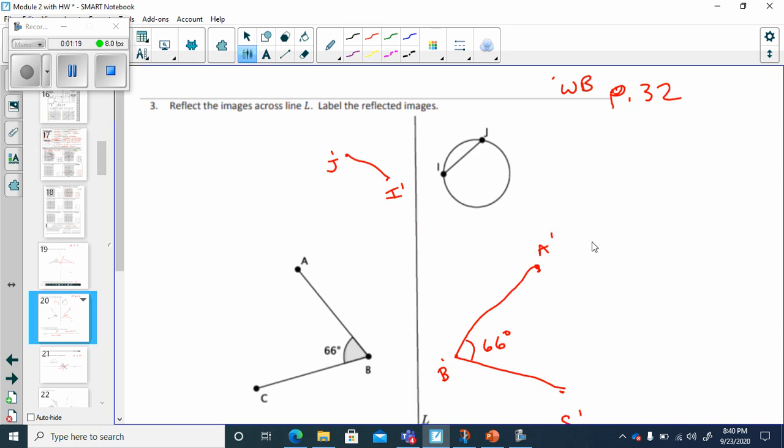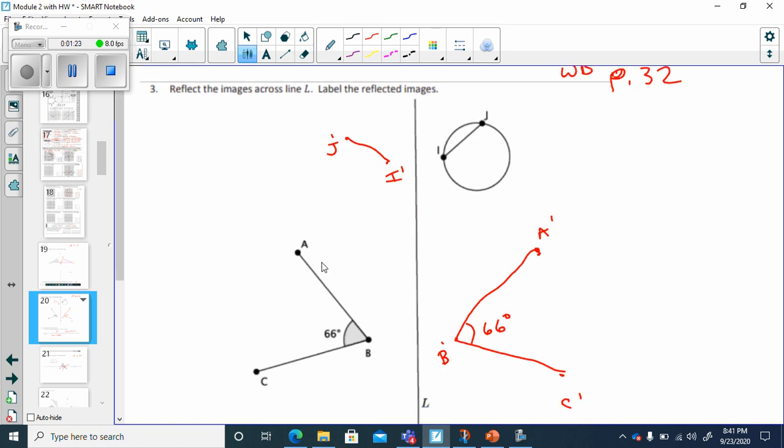This is page 32 in your workbook. What I've asked you to do is reflect this angle and just this line. Now, I didn't draw it with the straight edge. You should. If you reflect it over, notice A becomes A prime, and they're equal distance from this line of reflection. B becomes B prime. They're equal distance from the line of reflection. And C becomes C prime. They're also equal distance from the line of reflection.